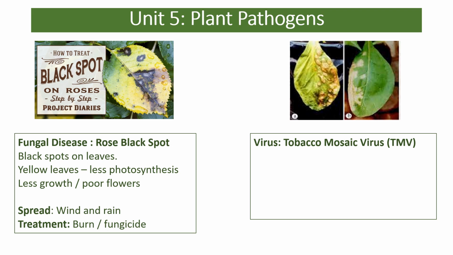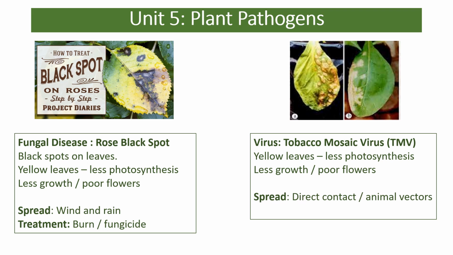An example of a virus that you need to know is tobacco mosaic virus. As I said a moment ago, the effects really are the same. It doesn't matter what the disease is. As you can see there, the leaves are affected, so you've got yellow leaves, so again, less photosynthesis occurs. If less photosynthesis occurs, less glucose is produced, less starch is produced, and therefore there'll be less growth, and the flower health of the plant will be lower as well.